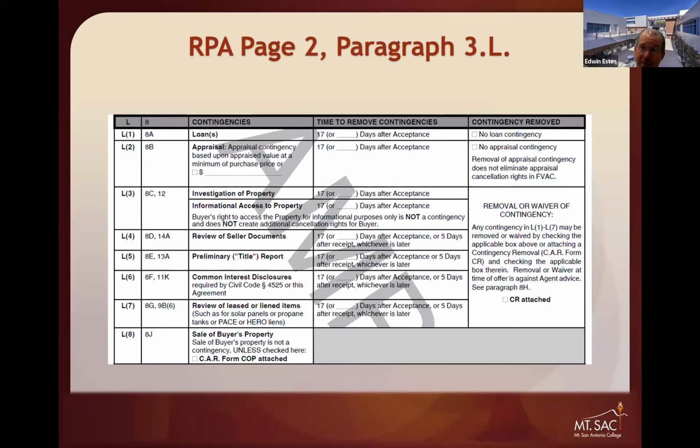So you need to be very careful when you're talking to your buyers about releasing contingencies, or sellers about the releasing of contingencies, that you don't misrepresent. Okay, the only thing you're releasing here, if you release contingencies early, are loan, appraisal, investigation, review of documents, title, common interest disclosures, lease or lien items. That's all you're releasing. Okay, you're not waiving your right to those statutory disclosures, if they're even applicable, but sometimes they're not. So you have to be careful about that.